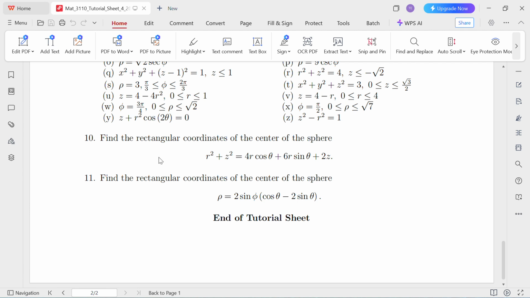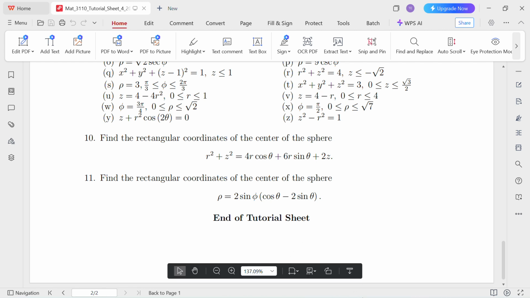Question 10 says find the rectangular coordinates of the center of the sphere. So you're given this sphere in terms of cylindrical coordinates, and you have to find the coordinates of the center, giving them in rectangular coordinates. So it's just a matter of converting from cylindrical to rectangular. Then we express the coordinates of the center from the equation that we find in rectangular. So let's get down to this.